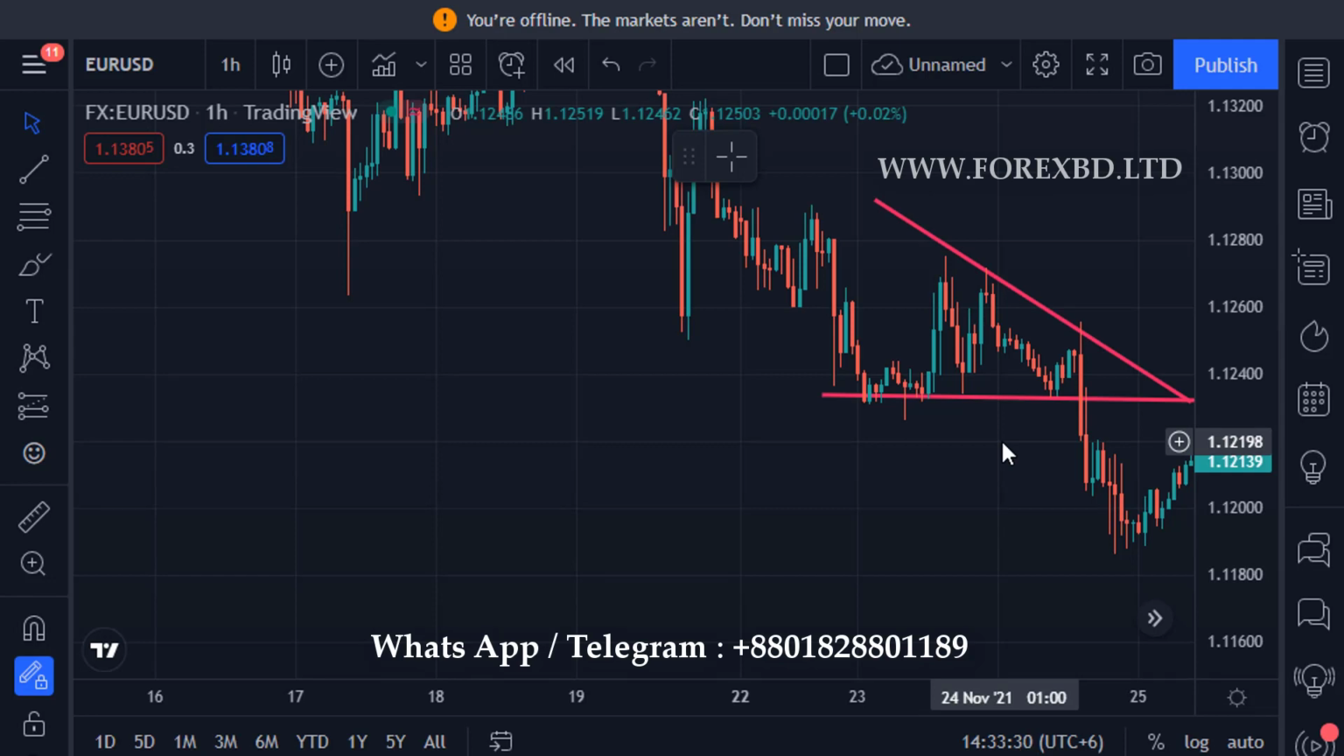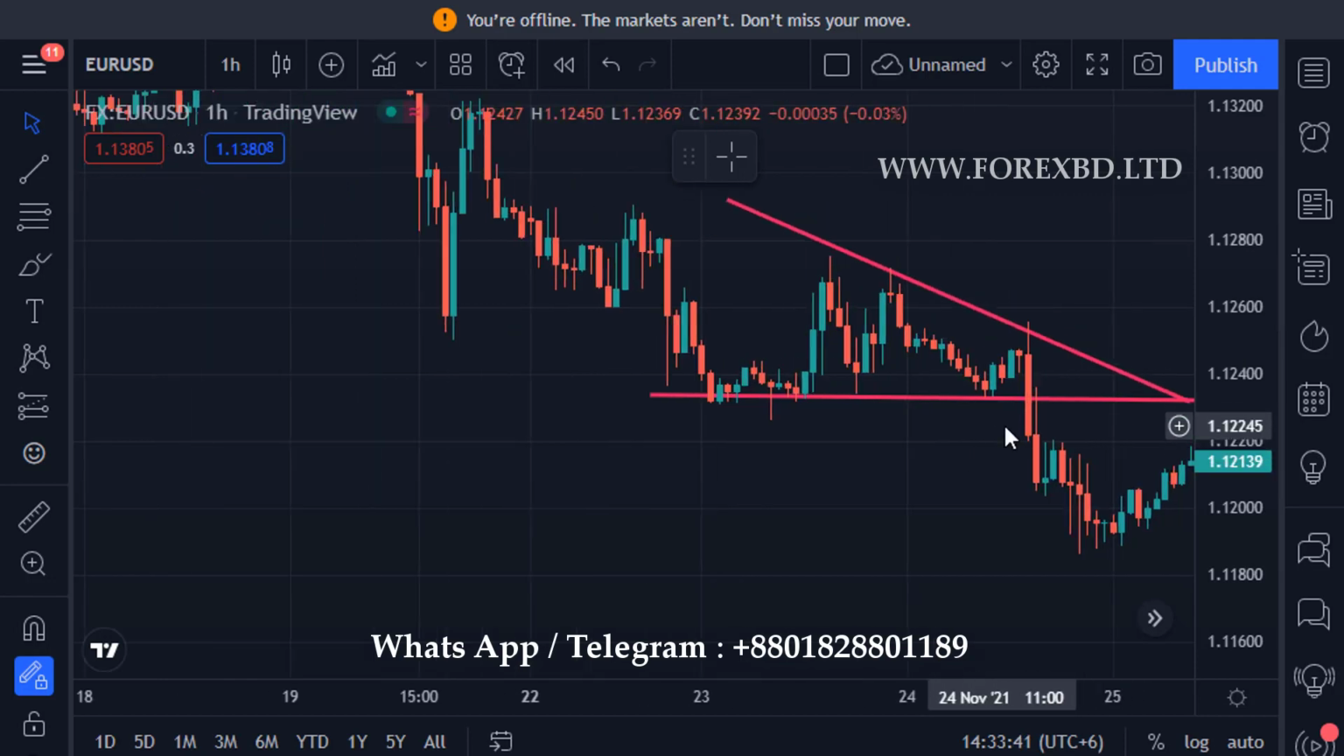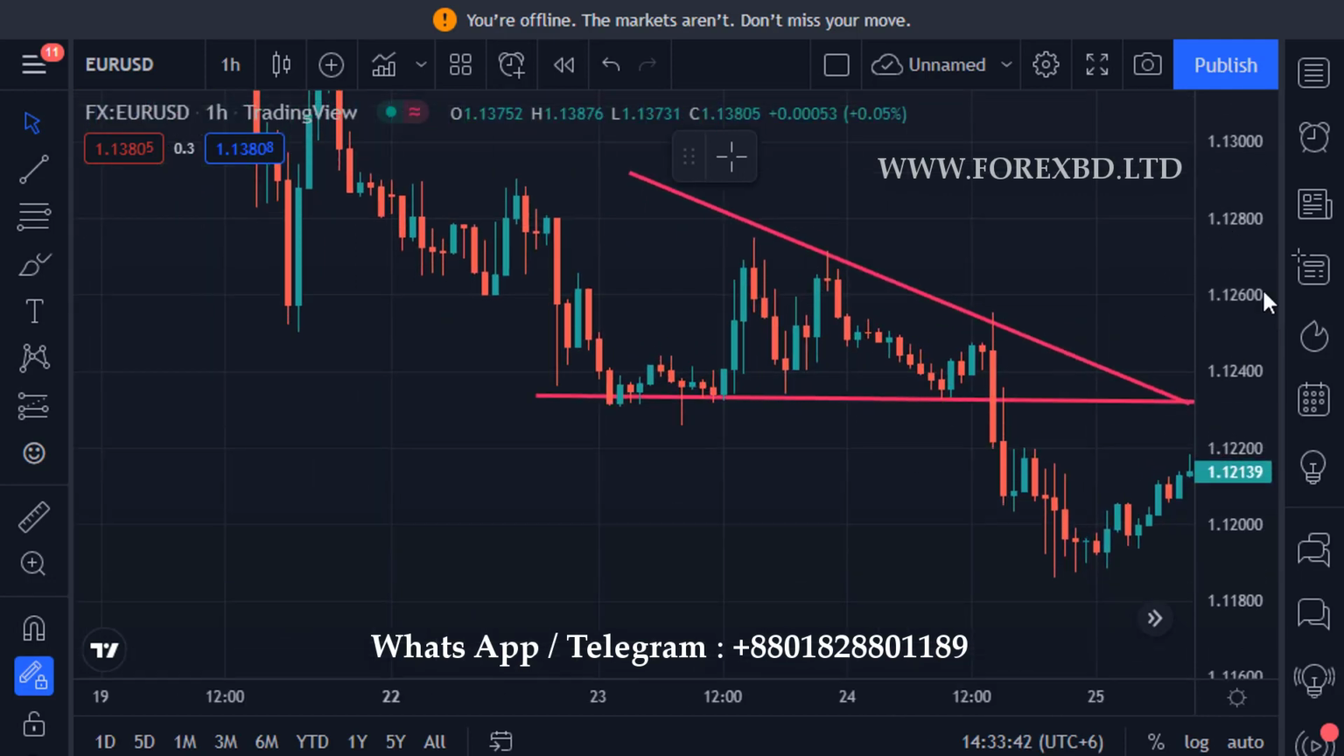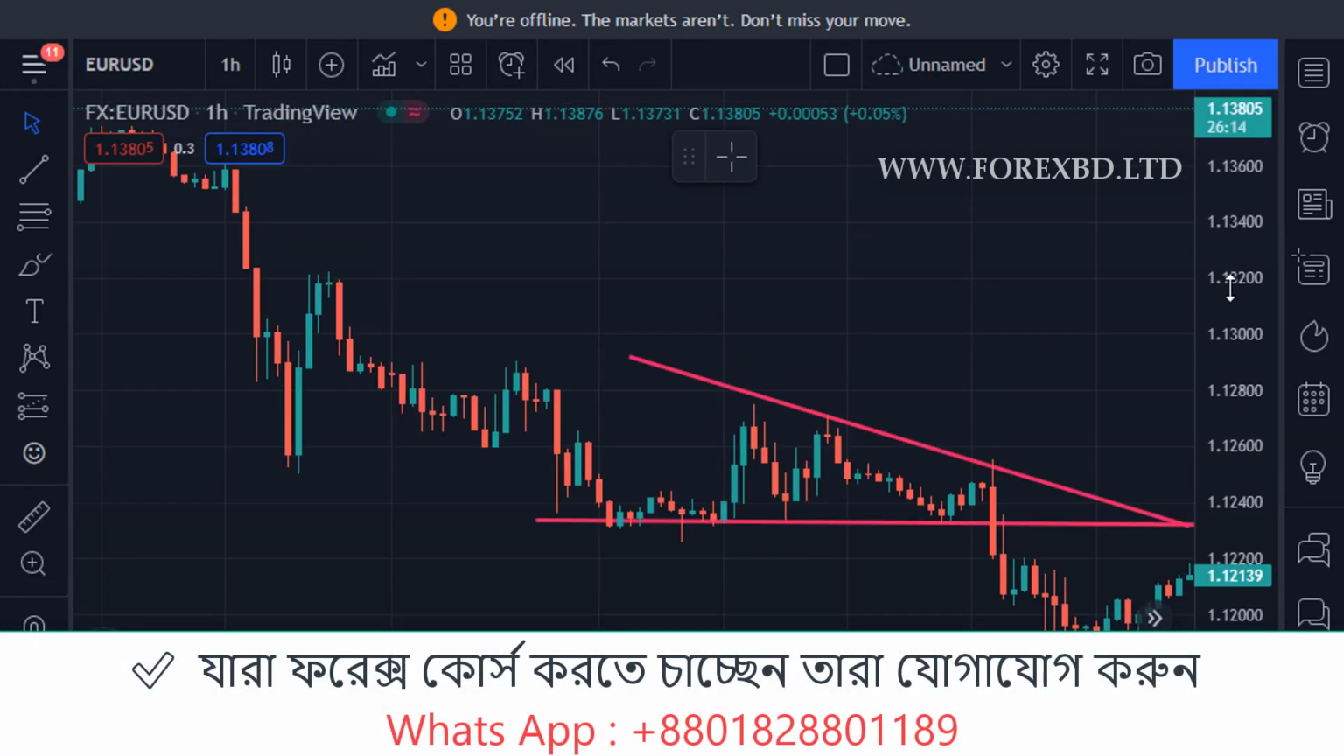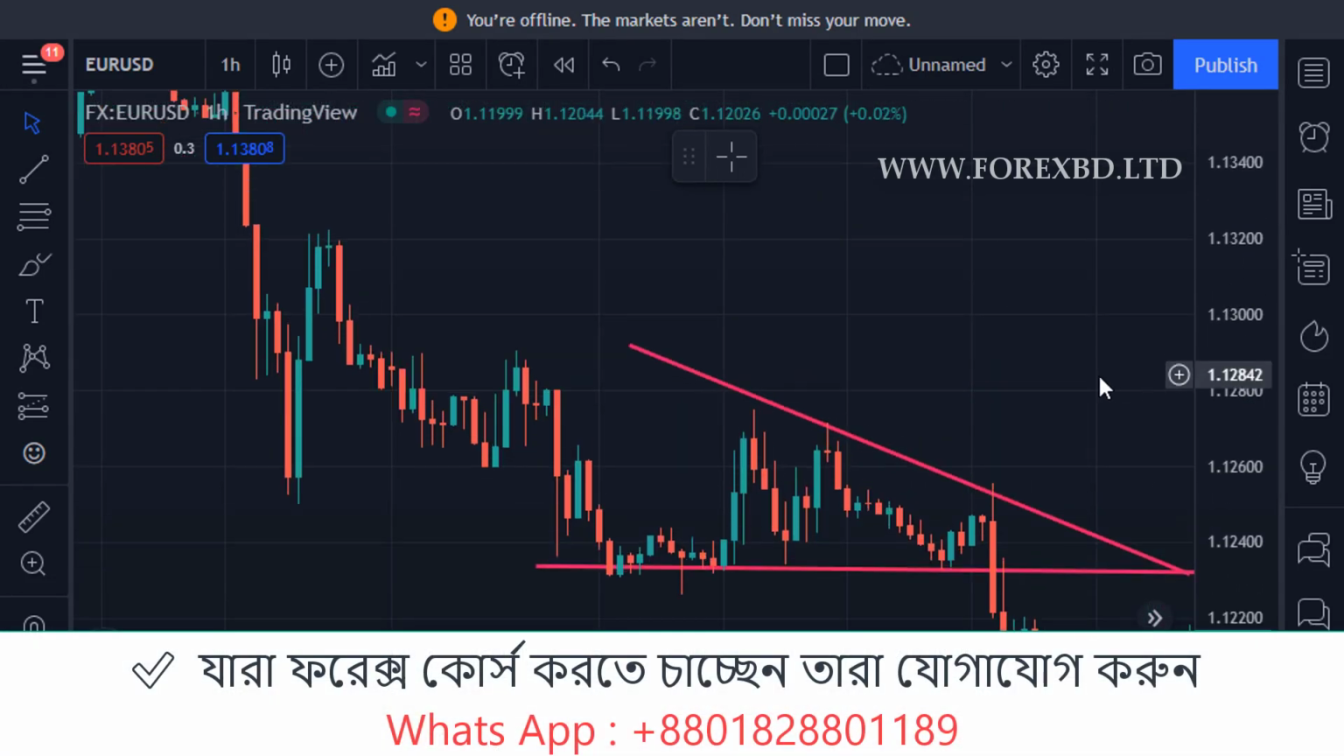Here you will take sell entry. I'm saying again, here you have to take sell entry. That means when the market breaks the support line and goes down, then you will take sell entry. I am mentioning again, in the ascending triangle pattern you will take buy entry, and in the descending triangle pattern you will take sell entry.